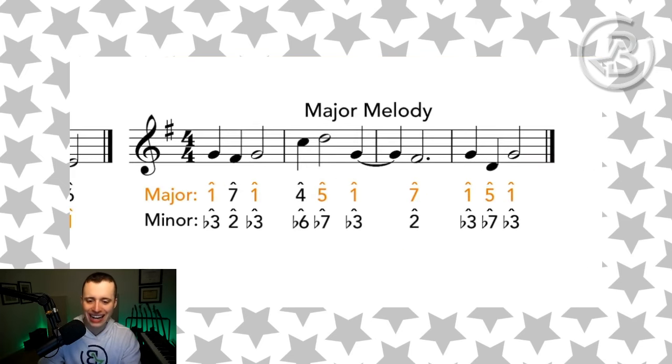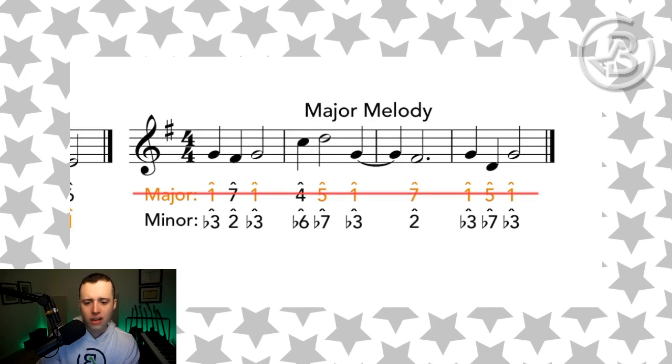Now let's look at a major melody. In this melody, you're going to see that there's a lot more common notes from the major scale, and those common notes from the major scale are landing on strongest and strong beats much more than the notes from the natural minor scale. We're going to start by focusing on the minor. We're going to imagine this melody is a minor melody, and we're going to imagine this is in the key of E minor.